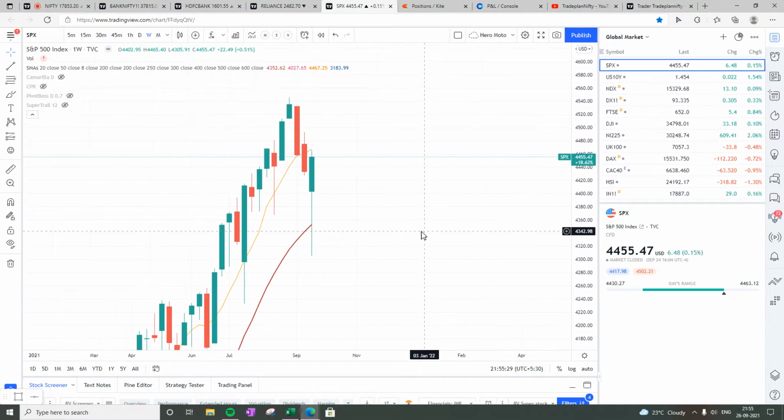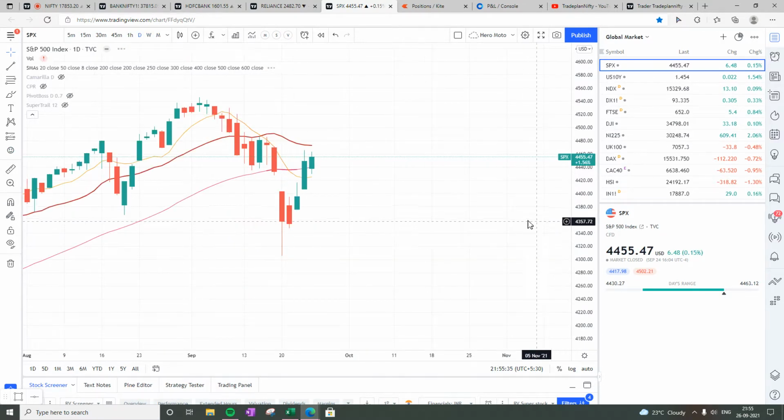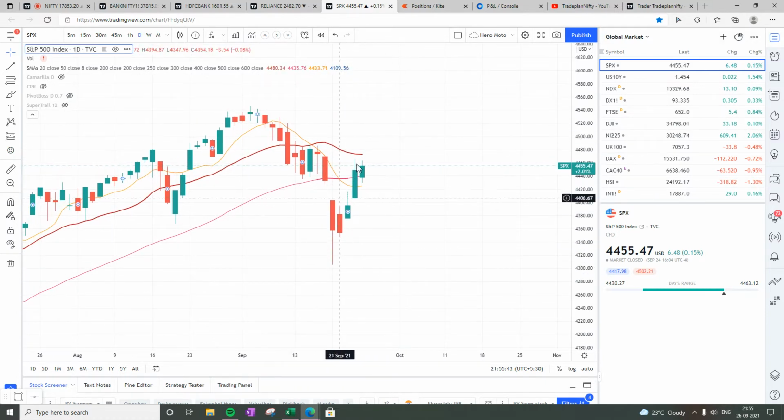So on the weekly chart, the S&P 500 is definitely showing signs of reversal on the upside. On the daily chart, it is still below 20 but now above 50 and 8, so still in downtrend, but definitely a reversal has initiated on the S&P 500. But we need to see whether the S&P 500 will be able to cross the 20 bar moving average and move up, or from here it will come down.